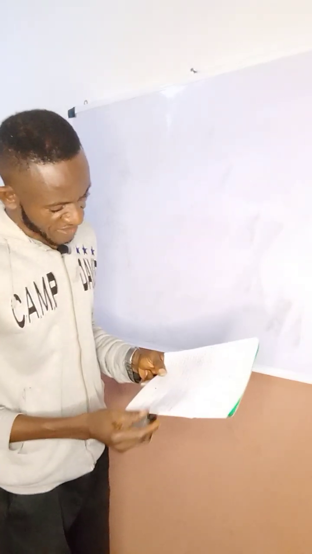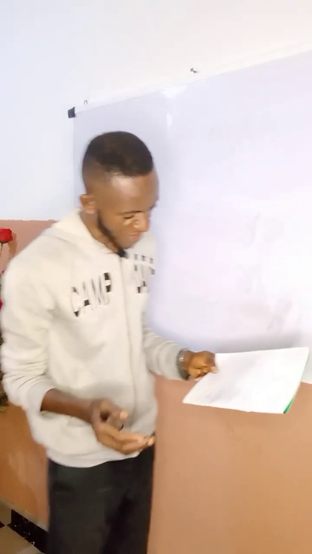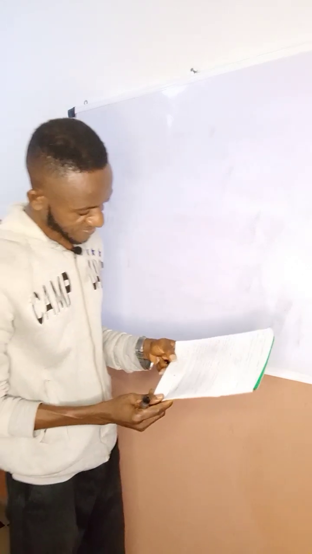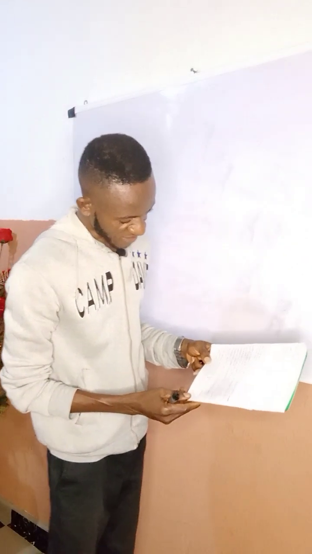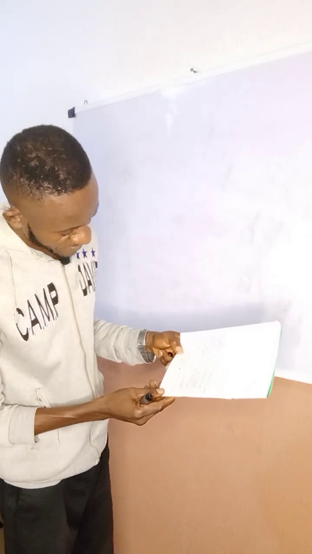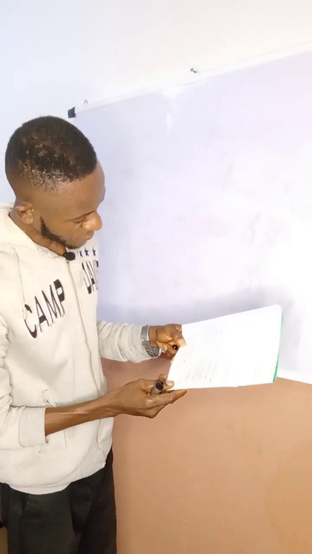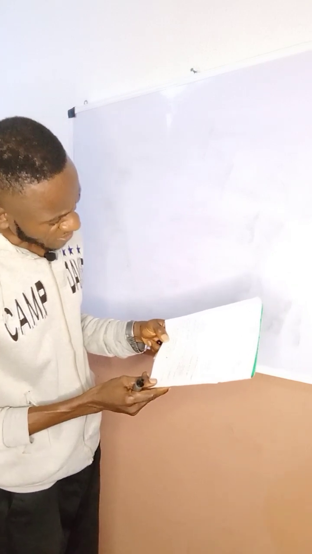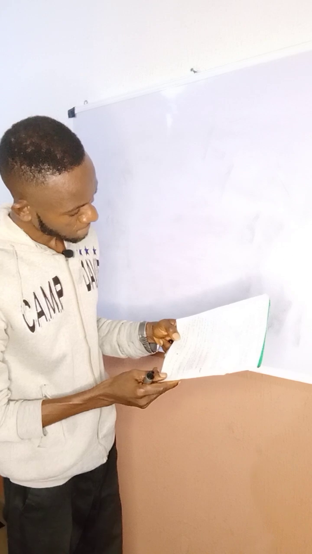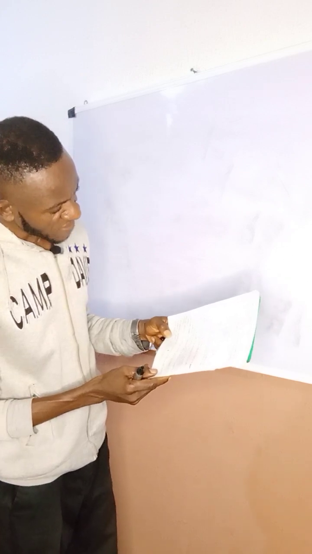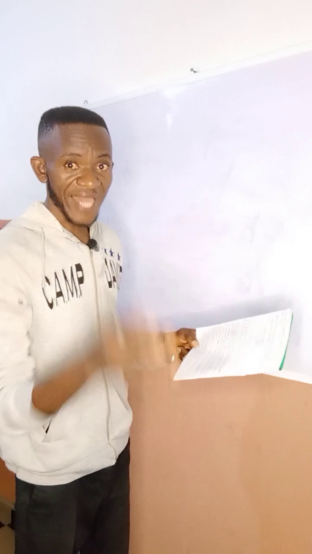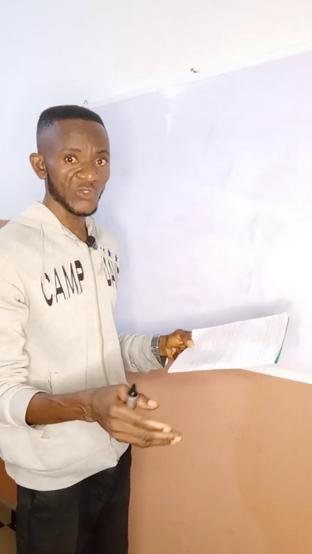Let us look at the question here and let me read. The question says, the arithmetic mean of 20 values is 10.